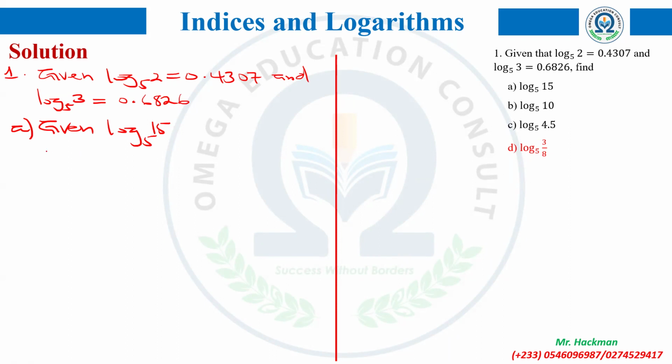So I'm going to get this to be equal to log to the base 5 of 3 times 5. We know per the algebra that log of A times B, the log of a product, is the sum of the logs. Am I right?